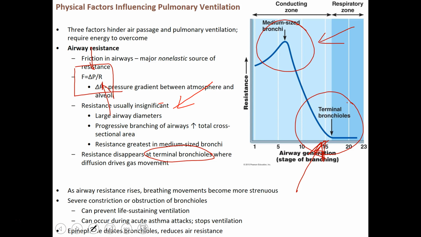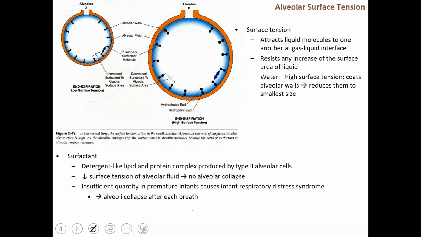And of course, the diseases that would affect that part of pulmonary ventilation, that factor, would be any type of condition like asthma or suffocation, any other condition that would constrict the bronchioles or obstruct them with mucus.